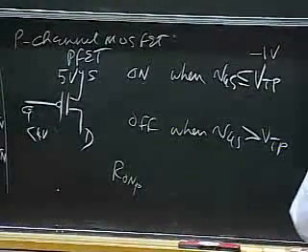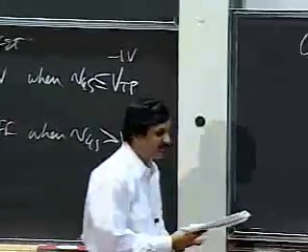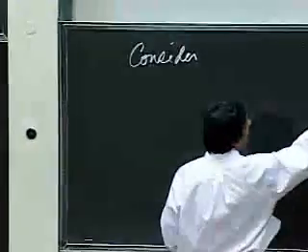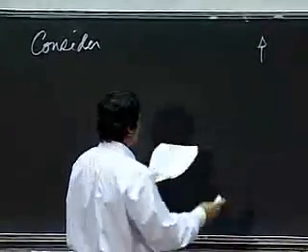Okay, so now consider the following circuit for the inverter. So instead of my resistor, I put a complementary device.